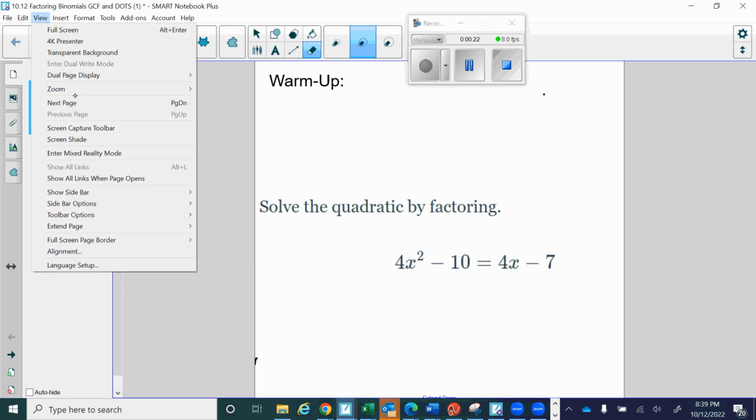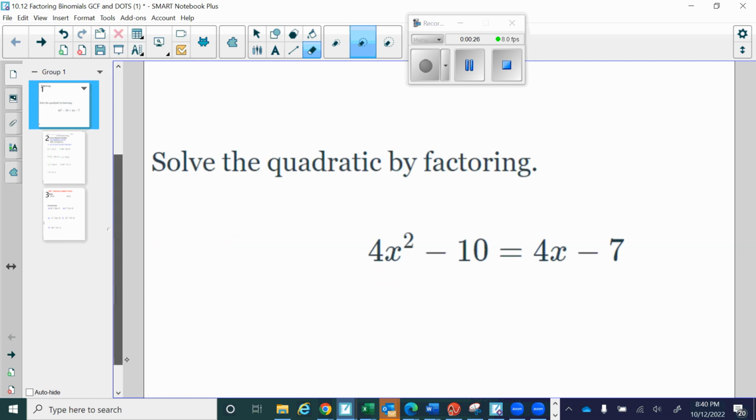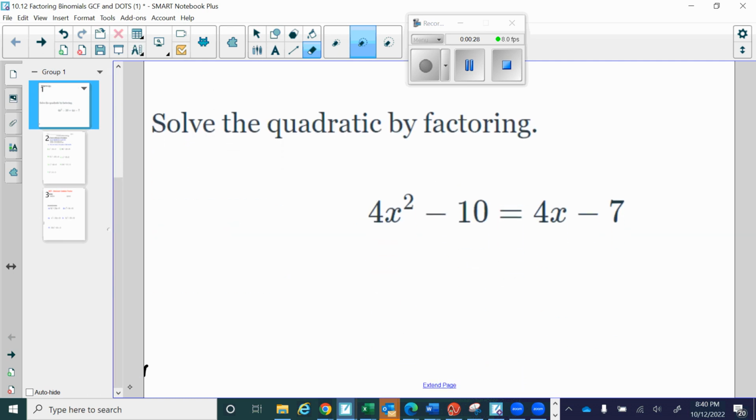But also I have to do it on the left side too. Minus 4x and plus 7. All right. Now the right side becomes 0. That's canceled. And so we have equal to 0.